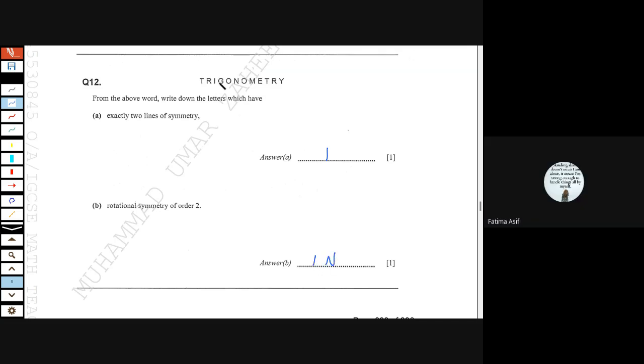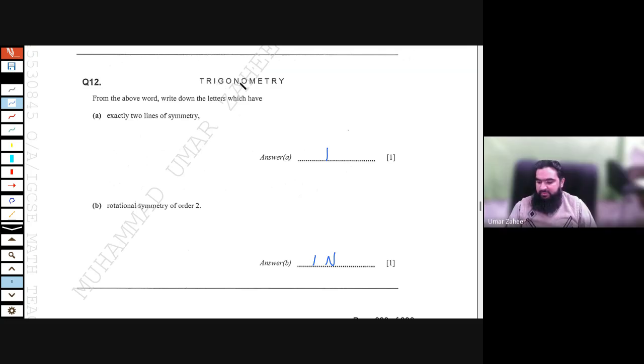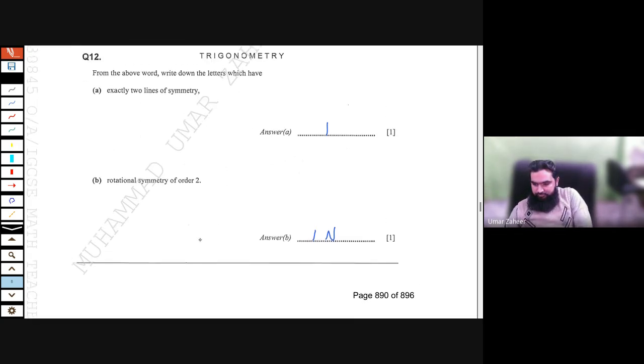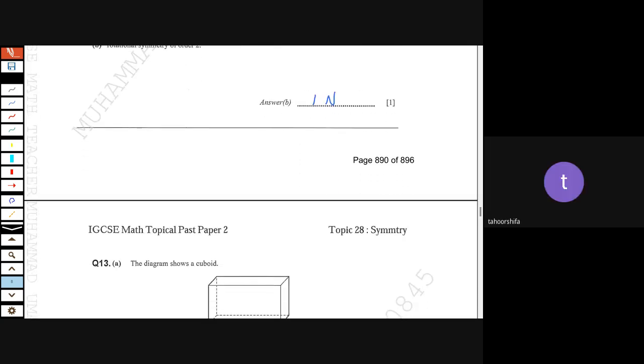After 180 degrees it is going to be upside down, and after another 180 degrees it is going to be exactly the same. You can rotate it. For example, if you have N, let's see how to rotate it. It is 1 and 2. What about M? It is not.